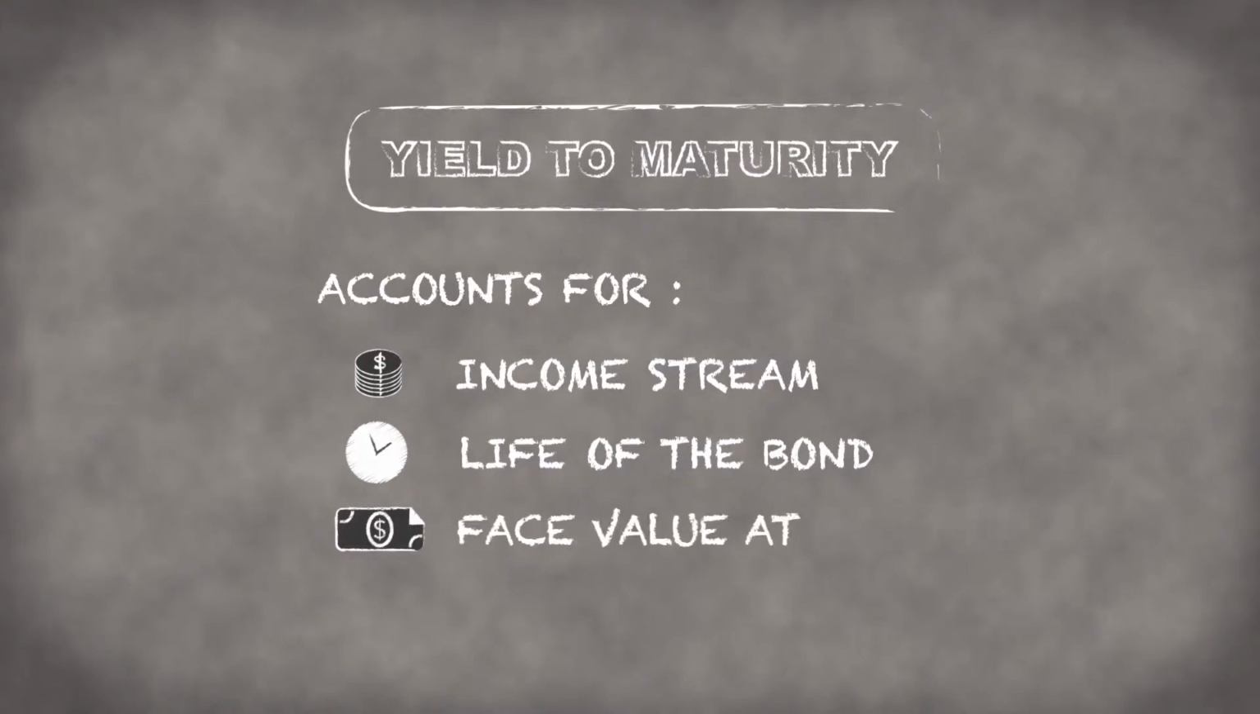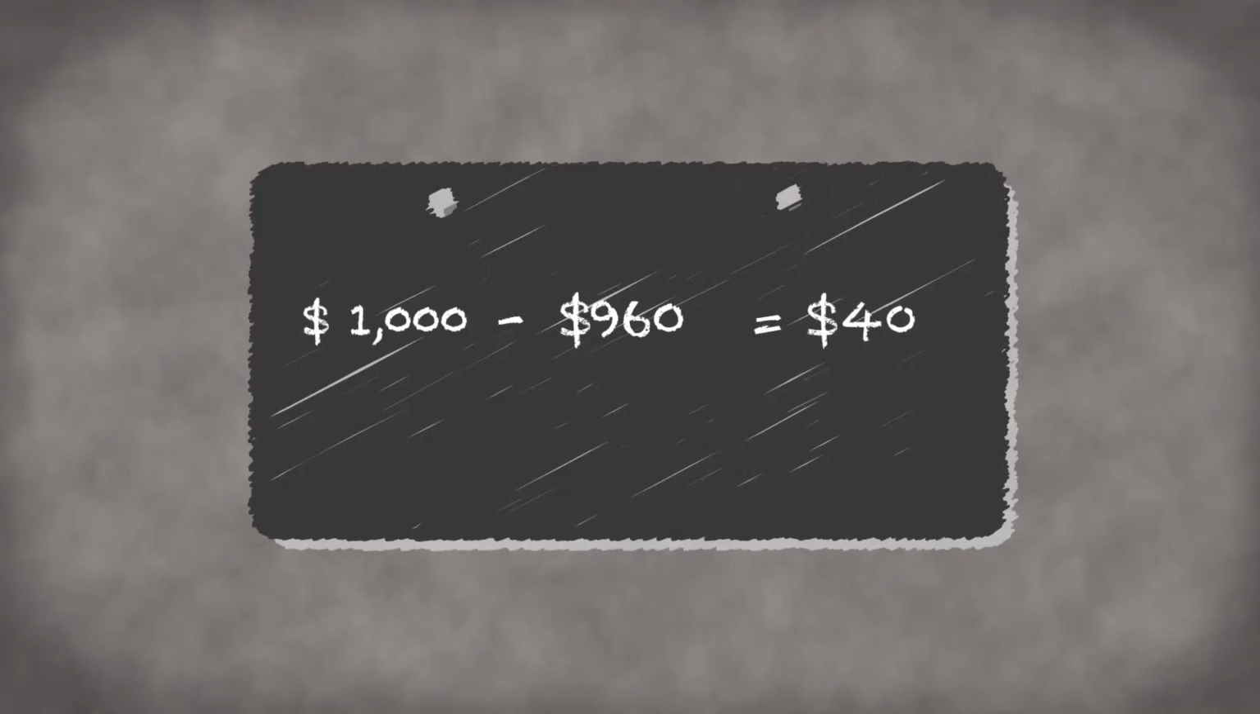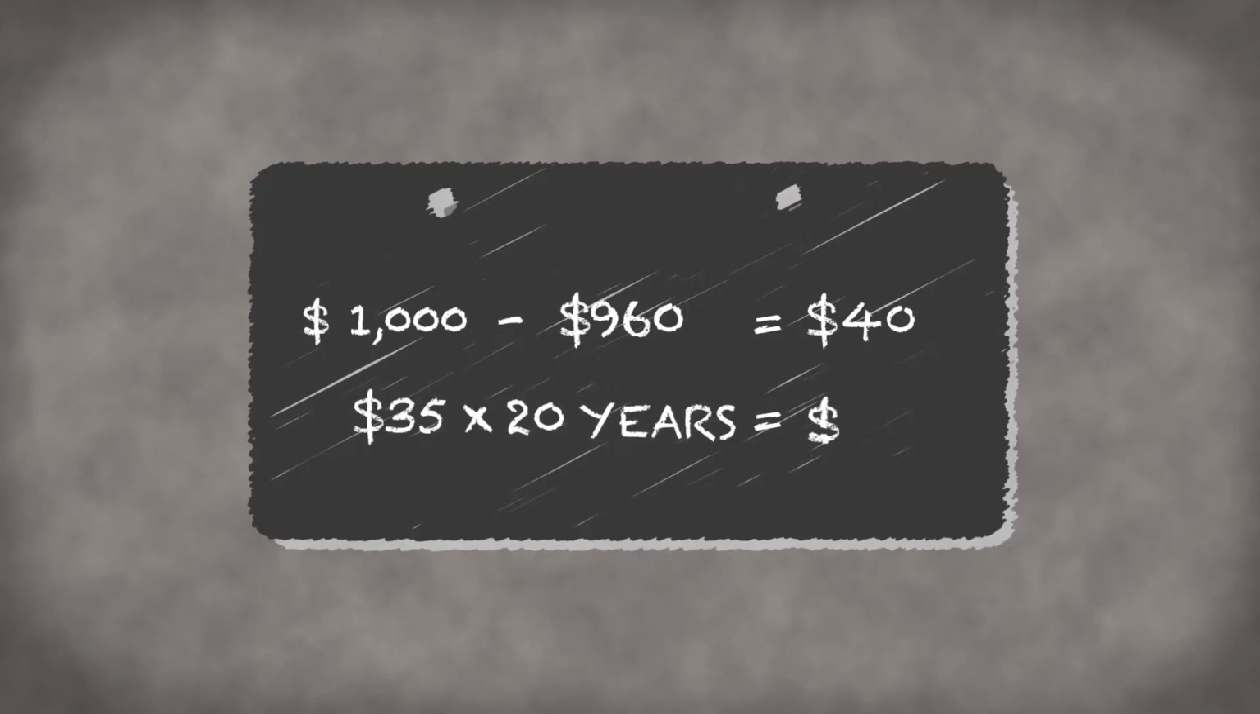at maturity. Remember in the previous example, you bought the bond at a discount of $960, but you would expect to receive $1,000 at maturity. So there's an extra $40 we need to take into account. You would also expect to receive the $35 annual coupon payment for 20 years, not just once. At the end of the life of that bond, you will receive that extra $40 on top of what you paid for it, so it adds a little bit to the yield.